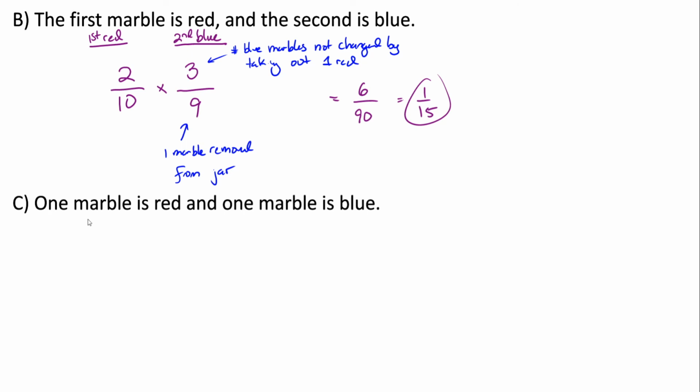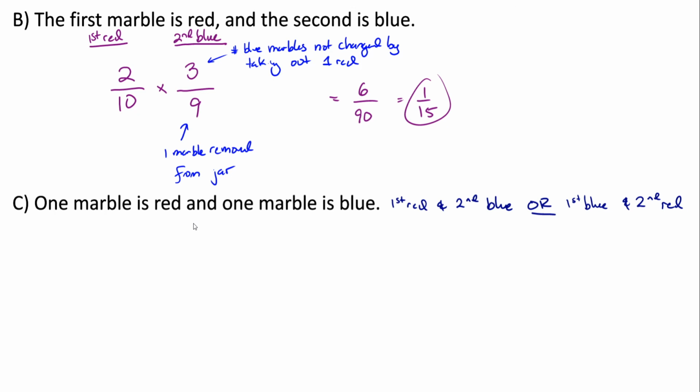C is asking us to find the probability that 1 marble is red and 1 marble is blue. Now I know it sounds a lot like what B is asking, but there are actually 2 different situations that could satisfy this. We have the situation where the first is red and the second is blue, or we have the situation where the first is blue and the second is red. These are 2 different things that could happen that would make 1 marble be red and 1 marble be blue.